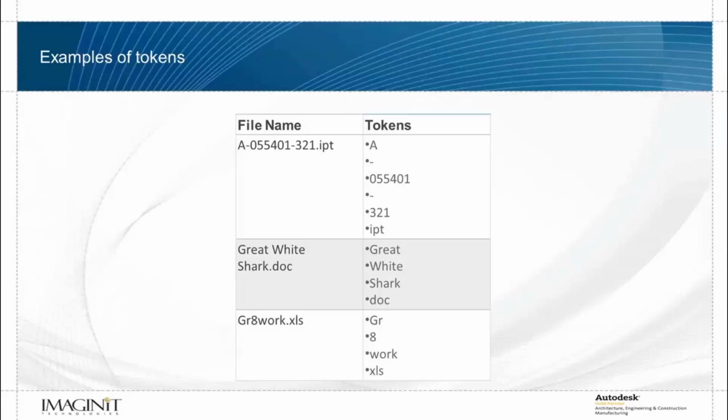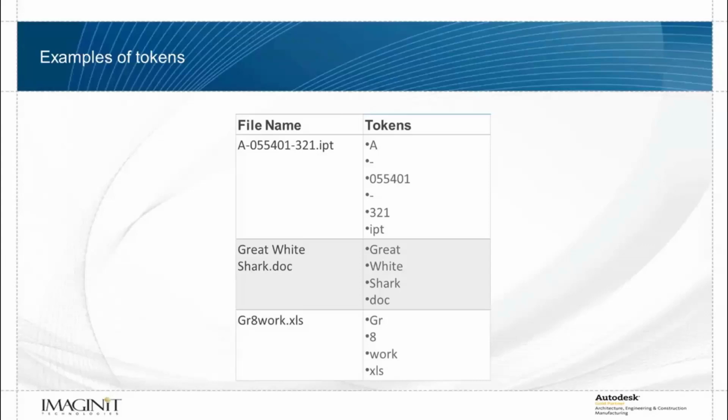There's another example there, and these are just taken off of Autodesk's website. Greatwhiteshark.doc is broken up: Great, then we have a space, so I can search for that. White, space, shark, and then we have a .doc. The other one that's interesting is this great work down here, which is GR. That's one token because when it goes from alpha to numeric, it automatically separates it out, so it's a separate token. Then work is a token, and XLS is a token. Those are all individual things that I can search on.